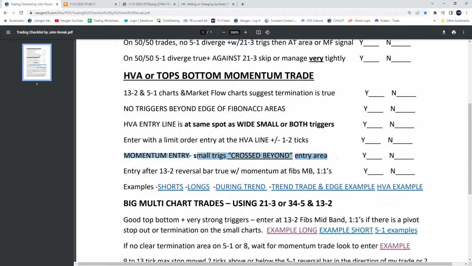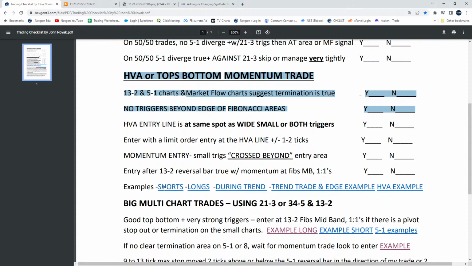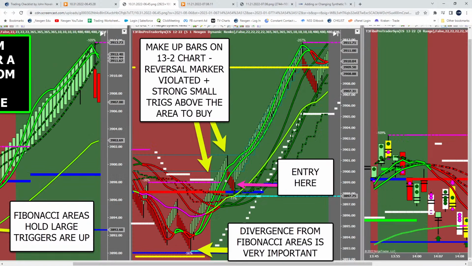Tell me if I'm not confusing you guys. It's the same top or bottom and the same preconditions first. It's just one of two entries. It's either a high volume area entry, if I get a line with the triggers going up, or a momentum entry at an area with the small triggers going up. But it's one or the other. Sometimes it's both at the same time. Does that make sense? So it's either or depending on the quality of the bottom.